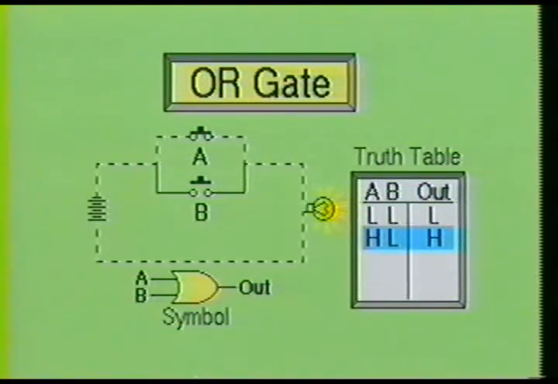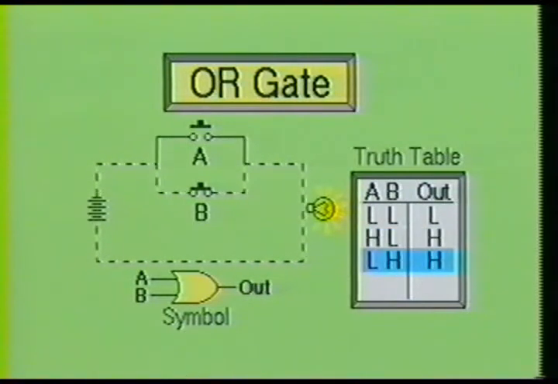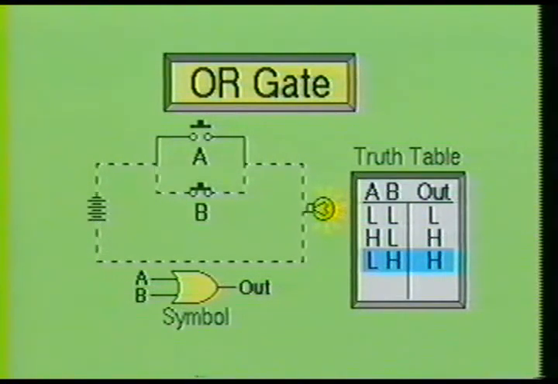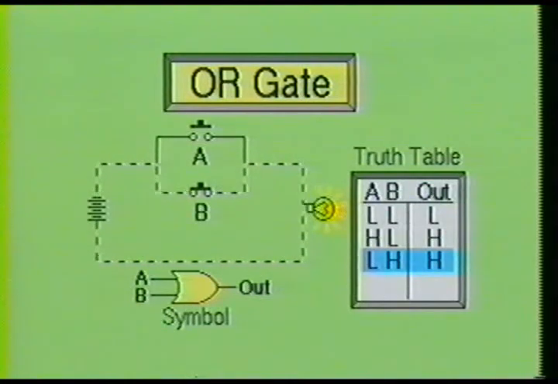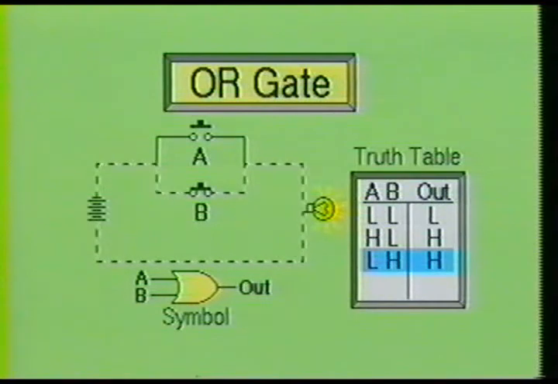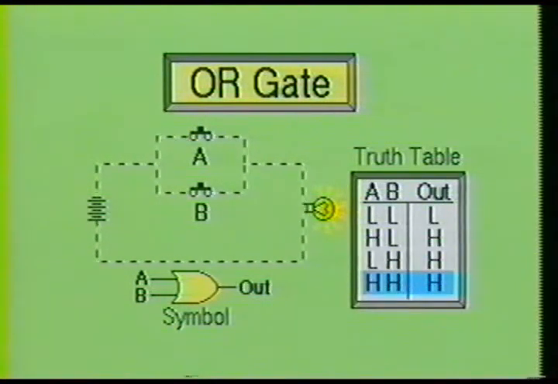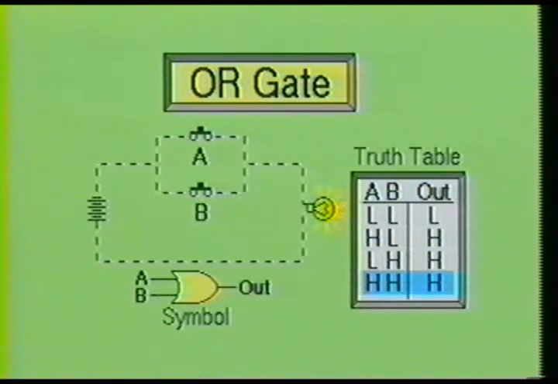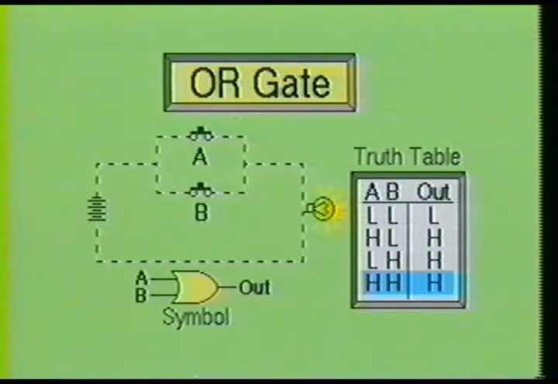Next, we will release switch A and push the button on switch B. Once again, the lamp is energized. The truth table now shows that a low on A and a high on B will result in a high at the output. As you may have noticed, we can produce a high at the output by pushing in the button on either switch A or switch B. Now suppose we push in switch A and switch B. Once again, the lamp will turn on and remain on. This is represented on the truth table as being a high on A, a high on B, which produces a high at the output.